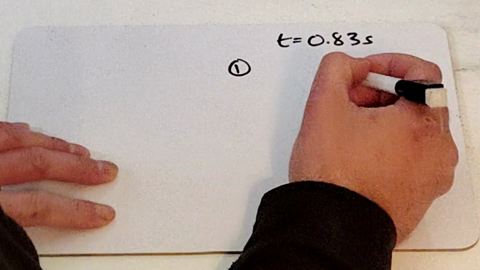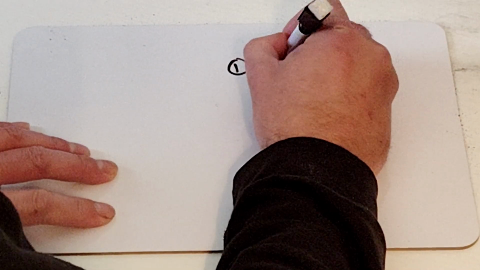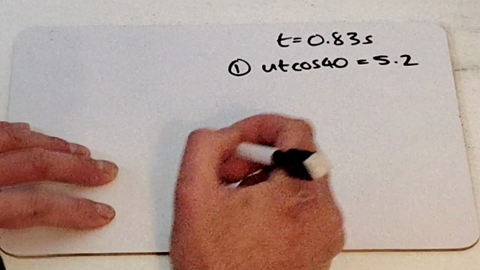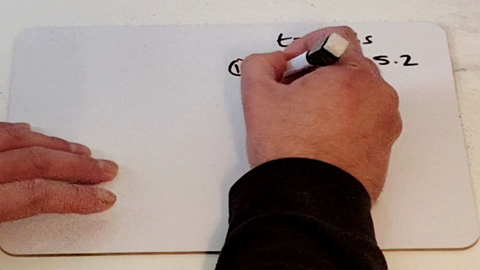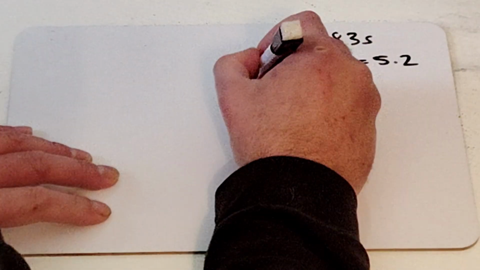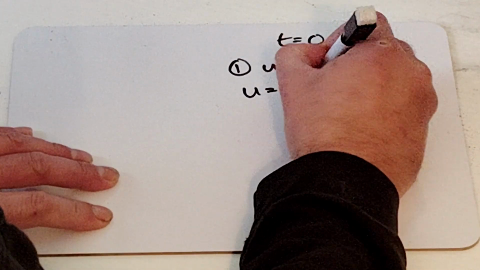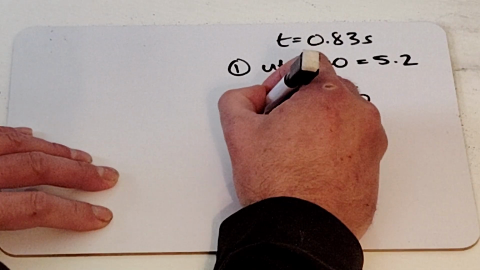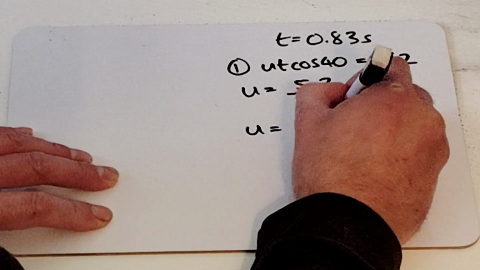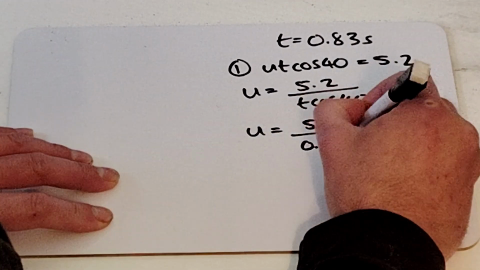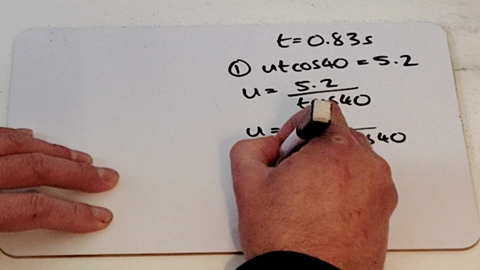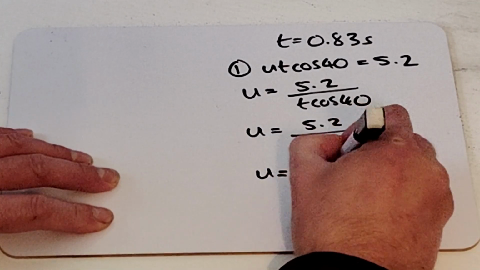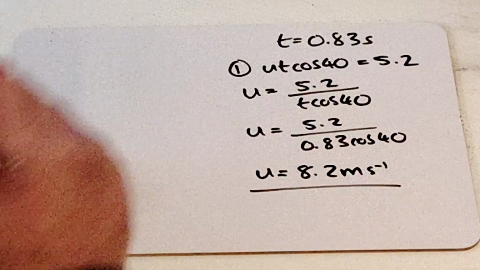And I'm going to use my first equation, which was our horizontal motion, where ut cos 40 was equal to 5.2, our horizontal displacement. So if we plug our value of t into that, I can now say that u is equal to 5.2 over t cos 40, and we know that t is equal to 0.83, so u is equal to 5.2 over 0.83 cos 40. Plug in those values, and we end up with an initial launch velocity of approximately 8.2 meters per second. And we are done.